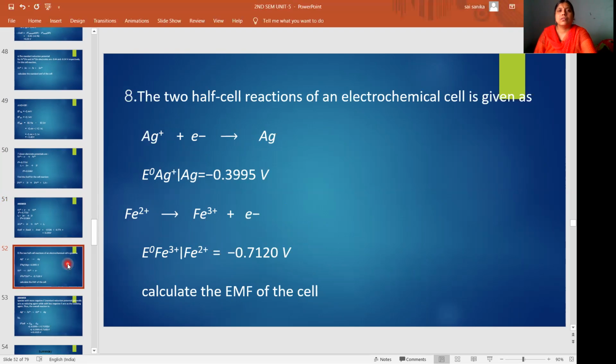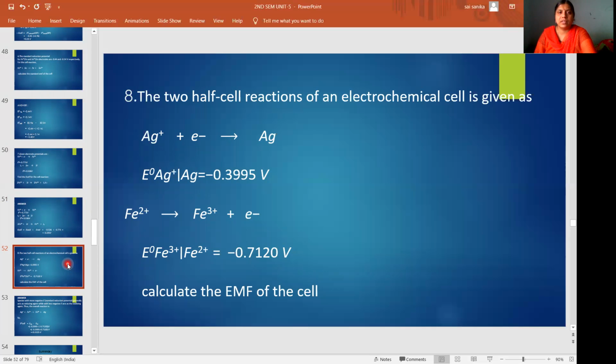And next, the two half cell reactions of an electrochemical cell are given. Ag plus electron gives Ag, so E naught of Ag is 0.3995 volts. And Fe plus 2 gives rise to Fe plus 3 plus electron, so E naught of Fe is minus 0.7120 volts. Calculate the EMF of the cell.